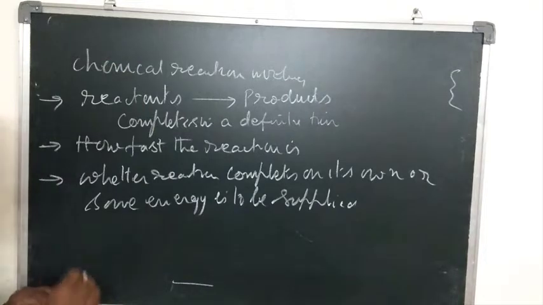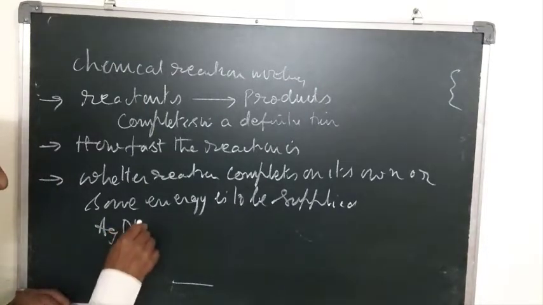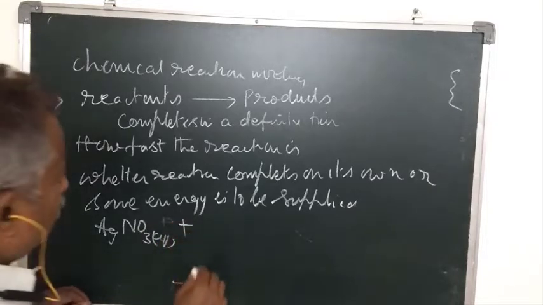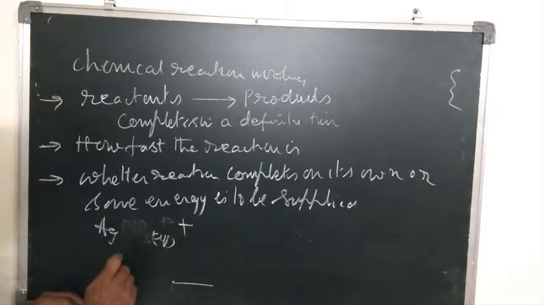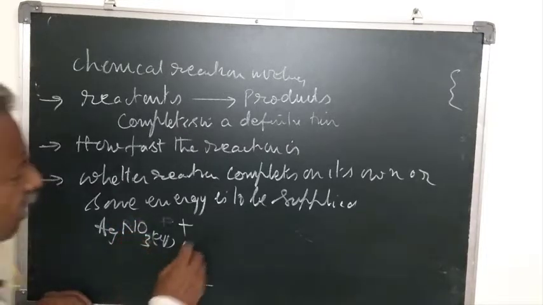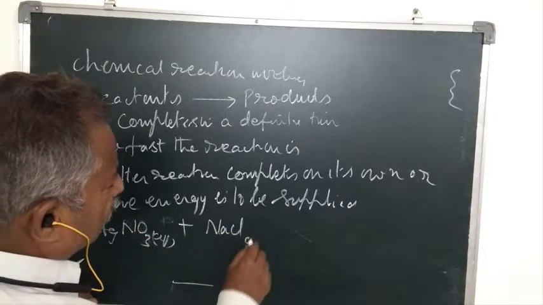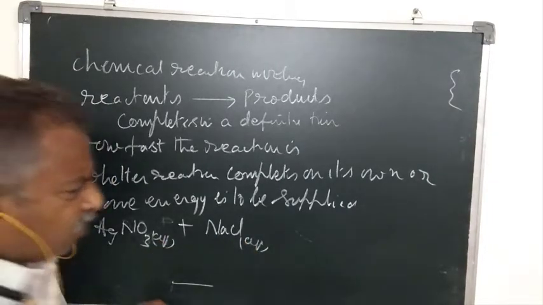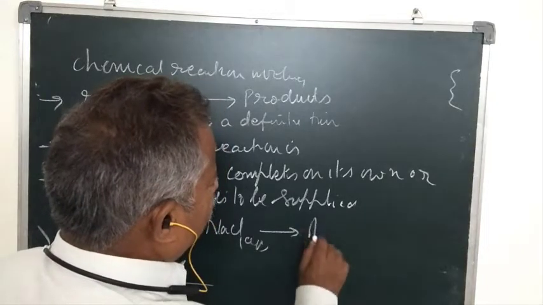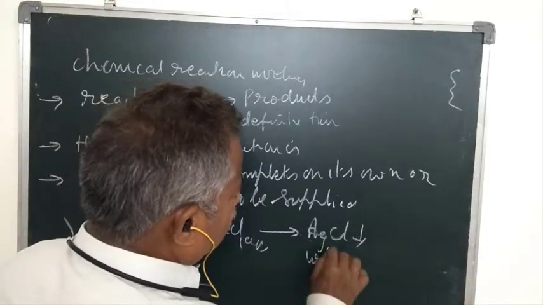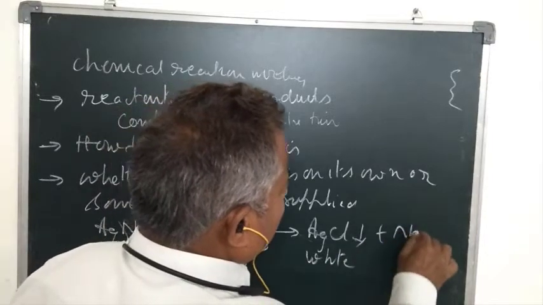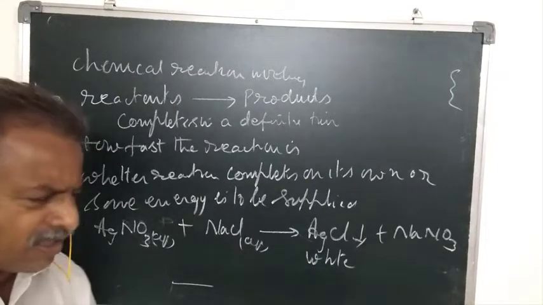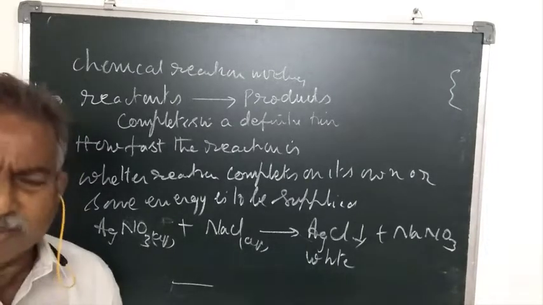That is, if we take say AgNO3 solution plus sodium chloride. Whenever we mix the solutions of silver nitrate and sodium chloride, immediately we get a precipitate of AgCl. This is a white precipitate, plus NaNO3. So this reaction completes instantaneously. Instantaneously means within no time the reaction completes.